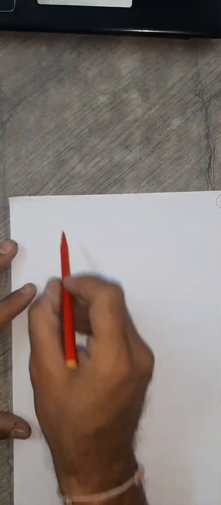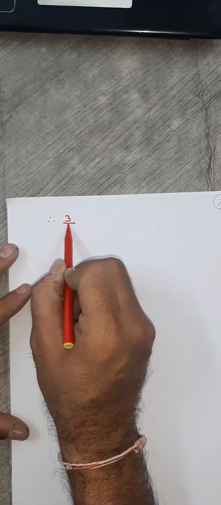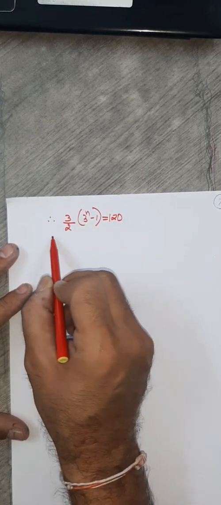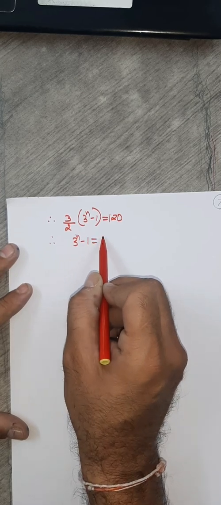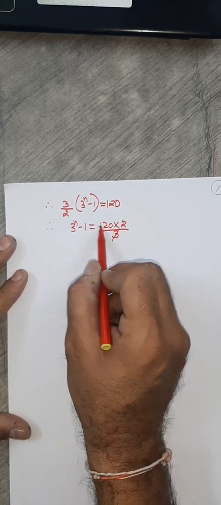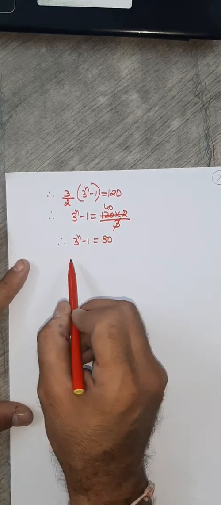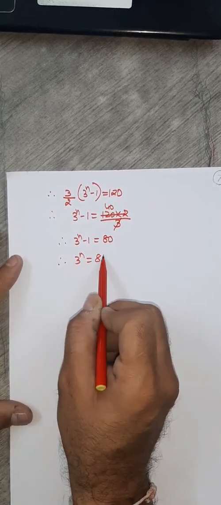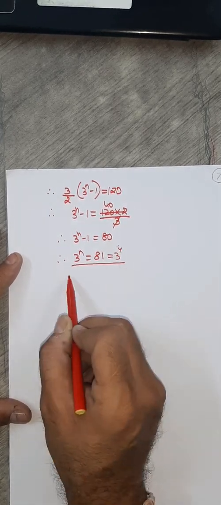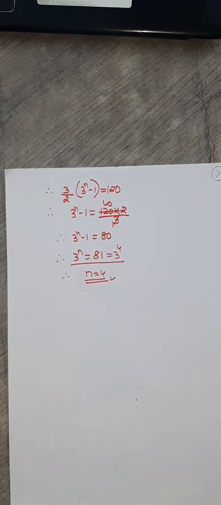So if I just simplify here, we have 3 by 2 into (3 raised to n minus 1) equals how much? 120. So 3 raised to n minus 1 equals 120 into 2 by 3. Right? So this will be just 40 into 2. So 3 raised to n minus 1 equals 80. And therefore 3 raised to n equals 81. And 81 you can write as 3 raised to 4. So therefore the number of terms must be 4. We must have 4 terms.